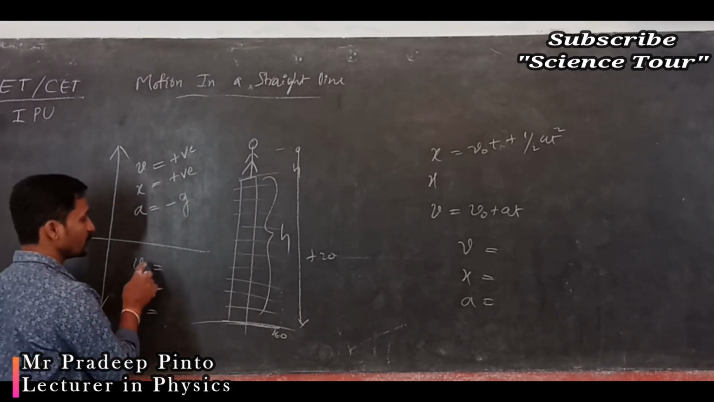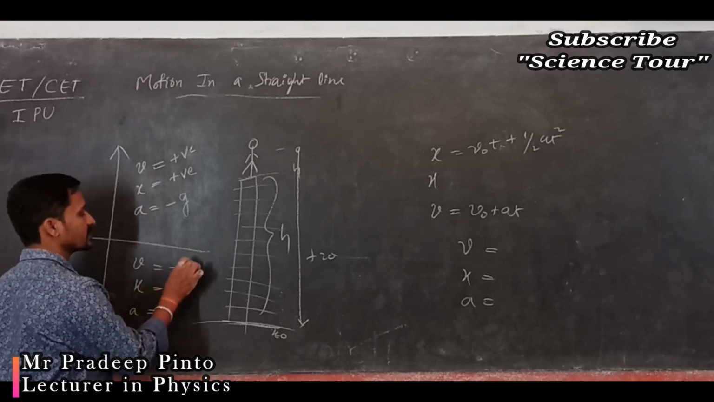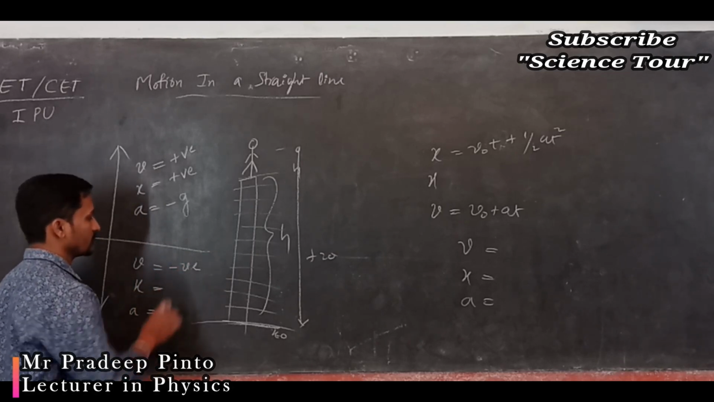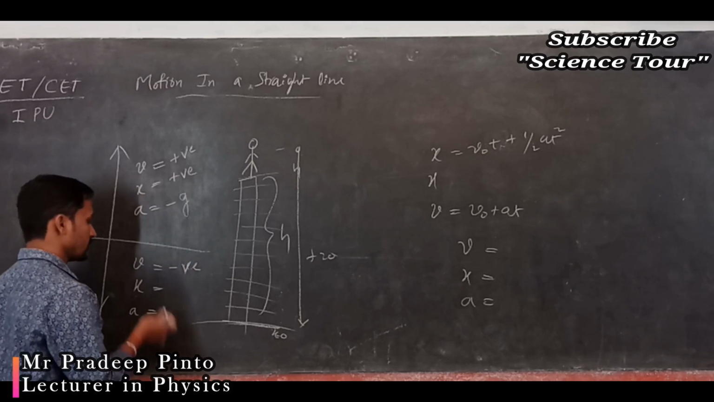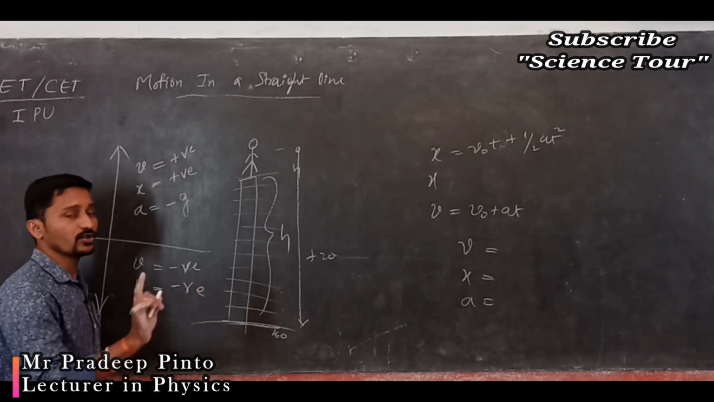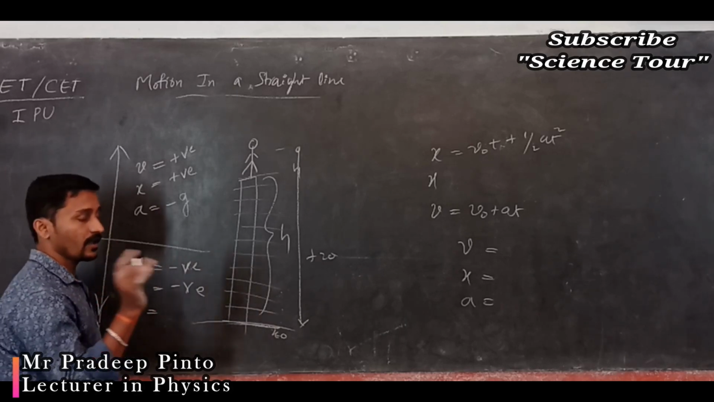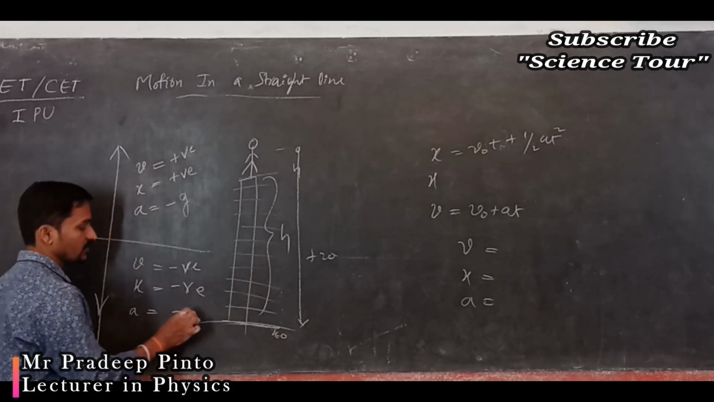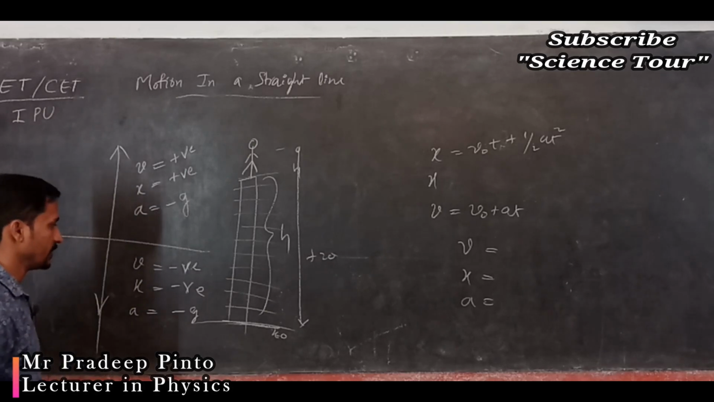For downward motion, if you know the velocity, you have to put it as negative. Okay. If you know the displacement, you have to put it as negative. If you don't know, don't apply any sign, just keep it as that letter, that's all. A you always keep as minus g.